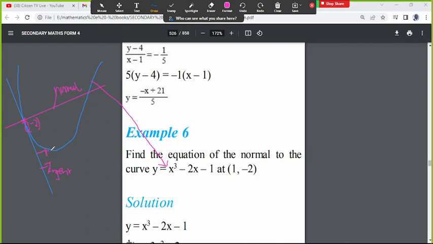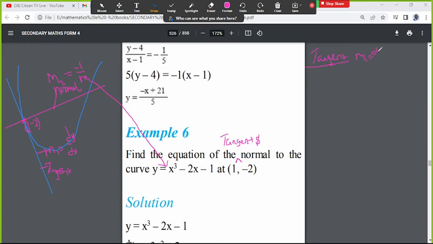The gradient of the tangent, we call it M1, which is equal to change in y over change in x. And the gradient of the normal will be M2, which is the reciprocal of M1 with the sign changed. Those are the facts that we should move along with. Now we have this equation: find the equation of the normal. I will look at both the tangent and the normal to the curve, so that we move along with the two concepts. So we start with the tangent.